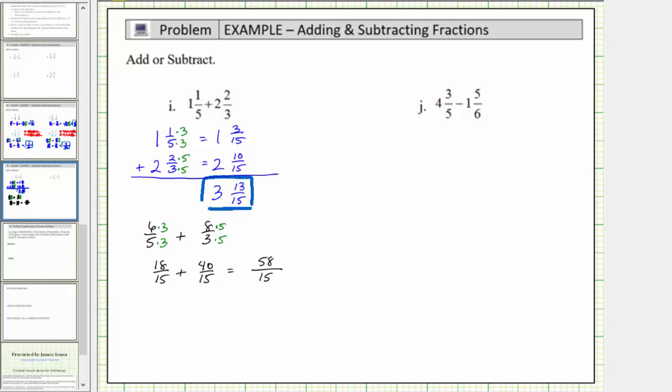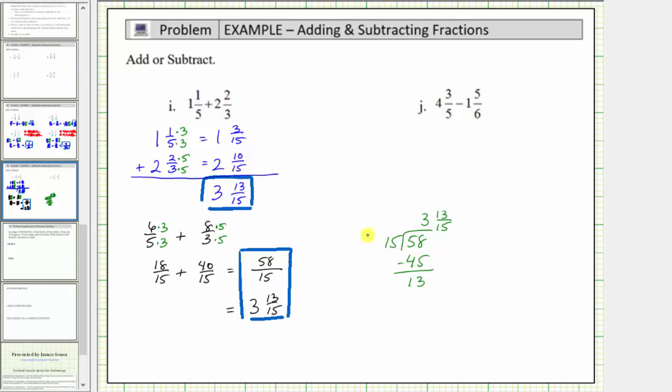To do this, we divide the numerator by the denominator. So 58 divided by 15, there are 3 15s in 58. 3 times 15 is 45. We subtract. The difference is 13. So to form the fraction of the mixed number, we write the remainder of 13 over the divisor of 15. So 58 fifteenths is equal to 3 and 13 fifteenths.